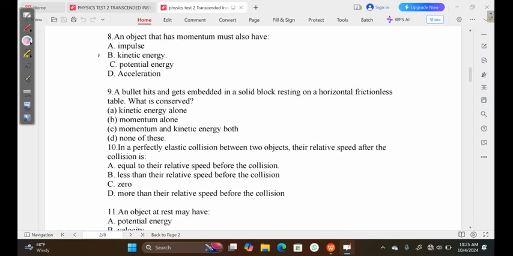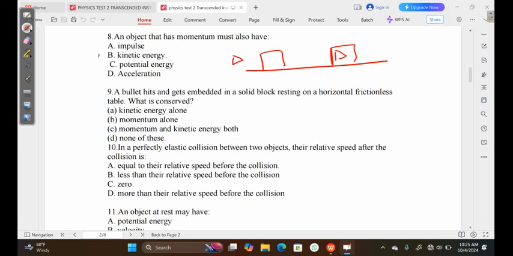A bullet hits and gets embedded in a solid block resting on a horizontal frictionless table. What is conserved? So when something is embedded, here is a bullet, and after collision, it has been embedded. This is basically an inelastic collision. I talked about inelastic collision a few minutes ago. I said under inelastic collision, momentum is conserved, but kinetic energy is not conserved.